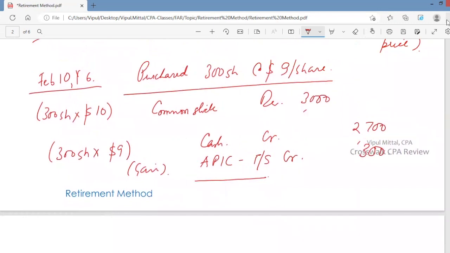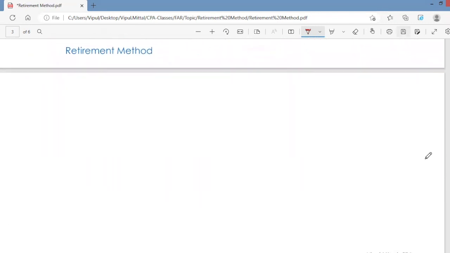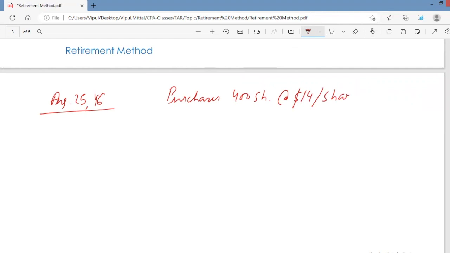Now, the company again purchases in the same year, on August 25th, let's say. So the company purchases 400 shares this time from the open market at $14 per share. And this price is higher than the par value. All right. What journal entry?